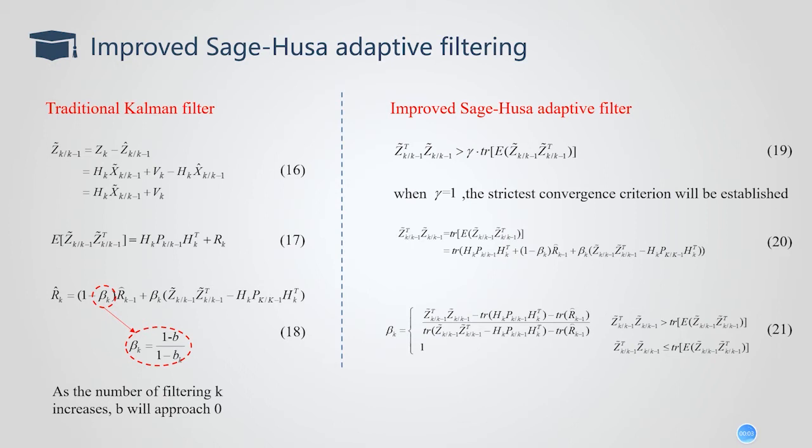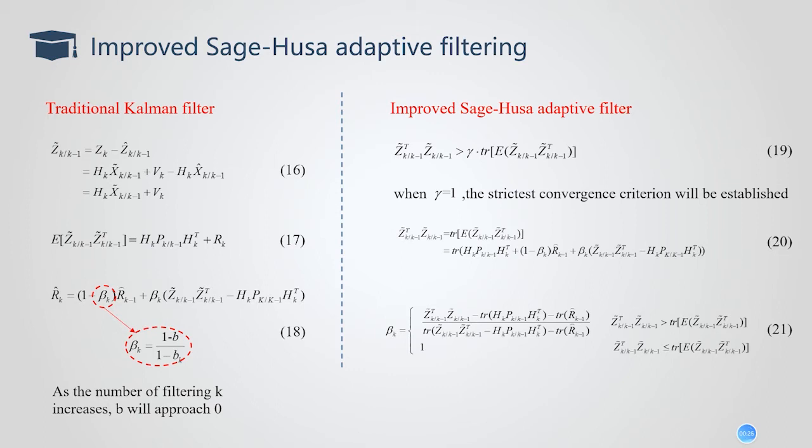In traditional Kalman filtering, the formula for measuring prediction error is shown as Formula 16. Find the variance on both sides at the same time to get Formula 17. Using the exponential decay memory weighted average method, we can get Formula 18.